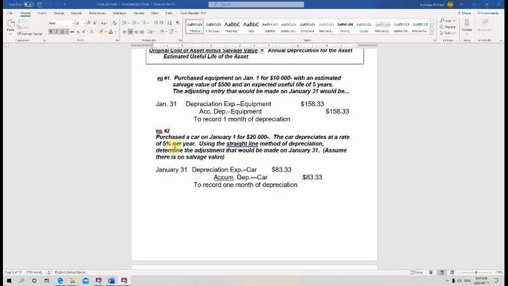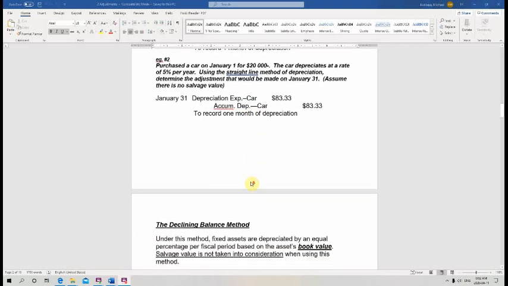That's going to give us $1,000, okay? But that's for one entire year. You have to figure out how much it depreciates in 1 month. So if we divide by 12, we get 83.33. So again, on January 31st, we're going to make the following entry. Depreciation expense car debited for 83.33 and accumulated depreciation car credited for 83.33.